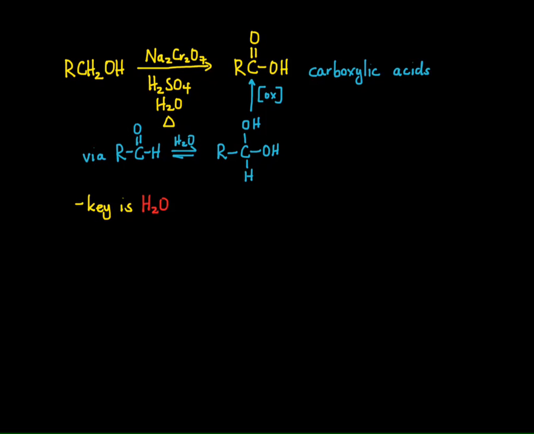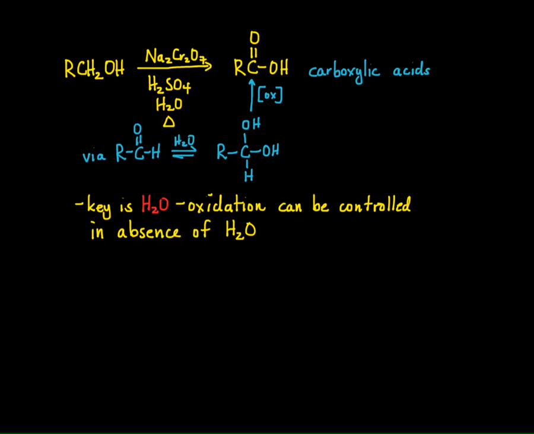And we see the key is water, right? In the first set of reagents with chromium trioxide in pyridine, water wasn't present, and therefore water couldn't establish that equilibrium to form the gem diol that could then be oxidized further. So we can control oxidation by essentially limiting the access of water to our aldehyde. If we add water to the aldehyde, we get further oxidation to the carboxylic acid.